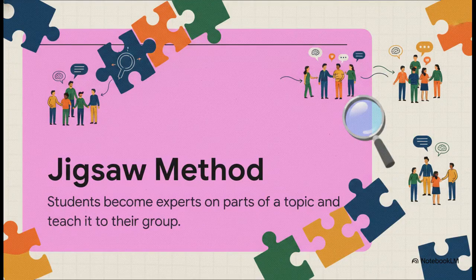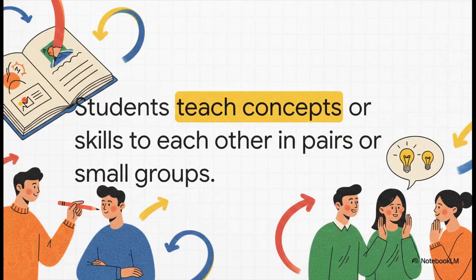Now, strategy 2 is truly fascinating, the jigsaw method. You essentially break a big topic into puzzle pieces. Students leave their home group to become experts on one specific piece with other experts, and then they come back to teach their original group. It's brilliant because the group literally cannot succeed without every single individual's expert contribution. Talk about deep interdependence.